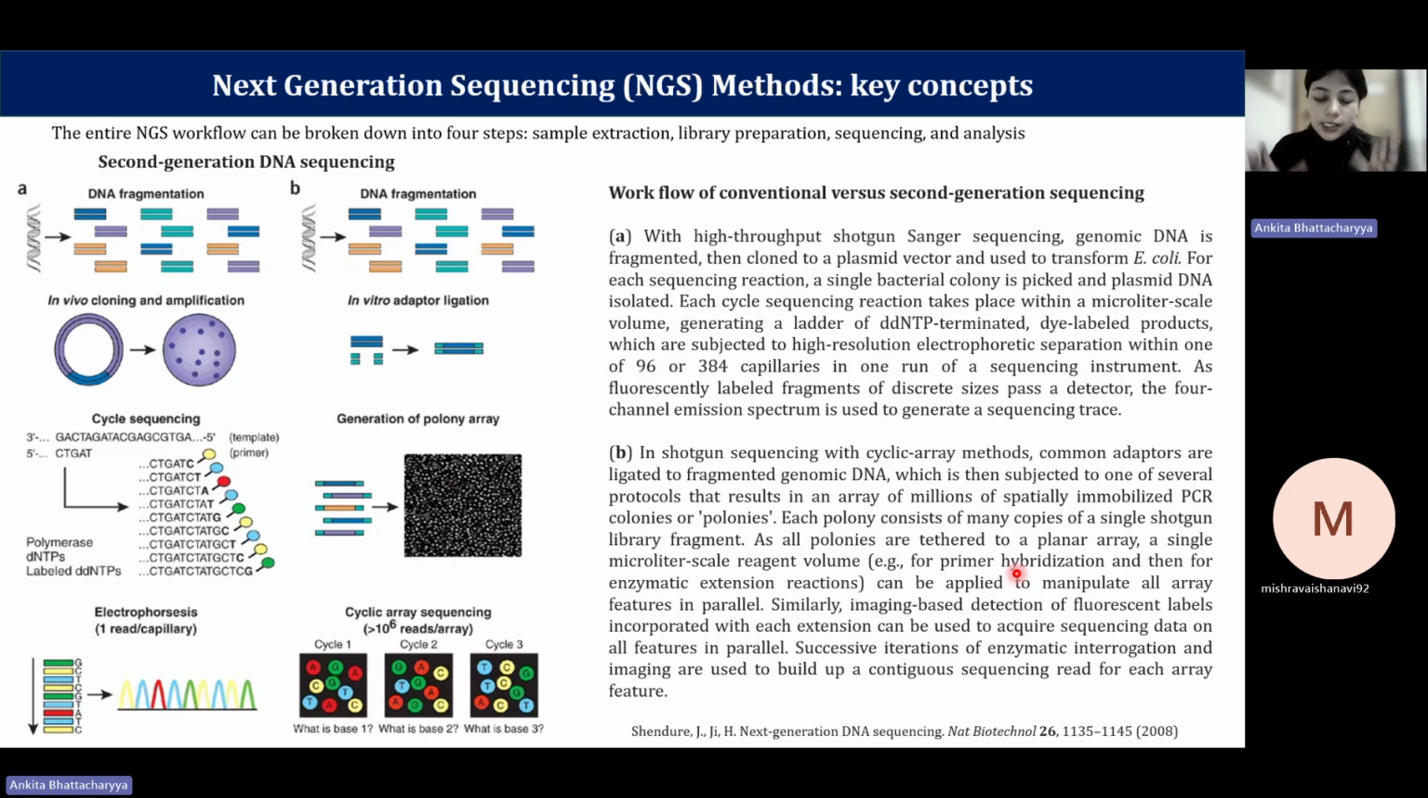So within a small region, imagine a slide, you have multiple small colonies, and within each colony, independent amplification reactions and sequencing reactions are taking place, and they are also fluorescently labeled, as a result of which each time a base is getting incorporated, you will be able to detect it. So imaging based detection of these fluorescent labels incorporated within each extension can be used to acquire sequencing data of all the features in parallel.